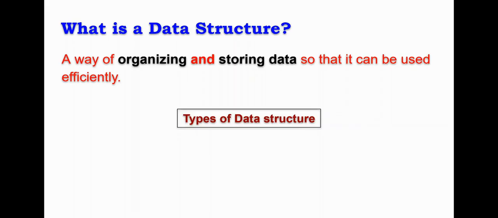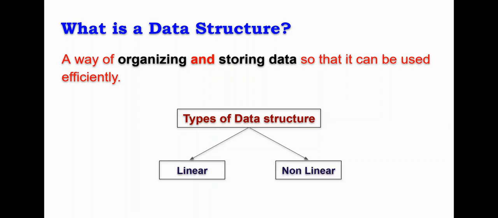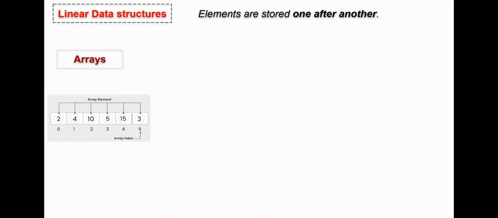Data structures are generally classified into two types, linear data structure and nonlinear data structure. Let's take a quick look at what each of these means. Linear data structure stores elements in sequence, one after the other. Examples of linear data structures are arrays. The elements are stored in a contiguous memory location and each element is associated with an index. We can relate an array to the bank locker system in which each locker is associated with a unique number.